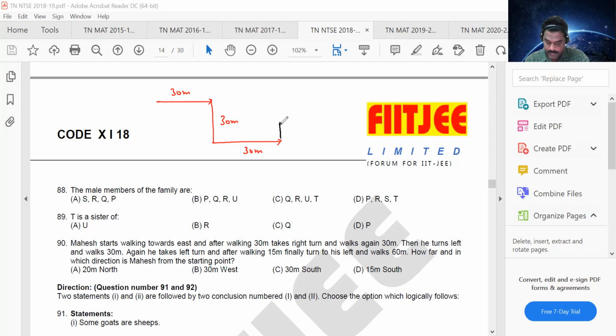So he has walked 15 meters, taking a left turn. And finally, he took a left and walked 60 meters. So this entire thing is 60, right? If you observe, 30 plus 30.